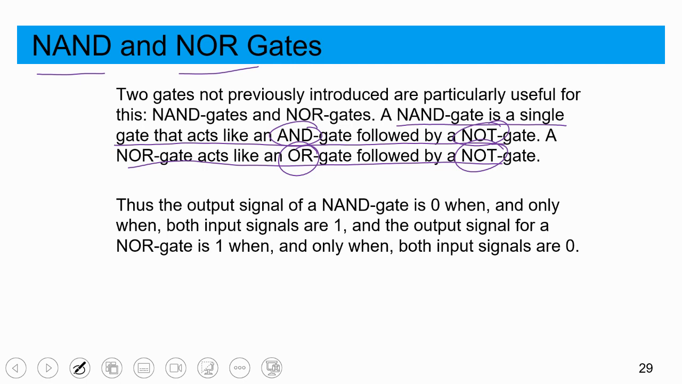So the output signal for a NAND gate is 0 when and only when both input signals are 1. The output signal for a NOR gate is 1 when and only when both input signals are 0. So again, you may have to pause and run that through your brain to make sure that makes sense.